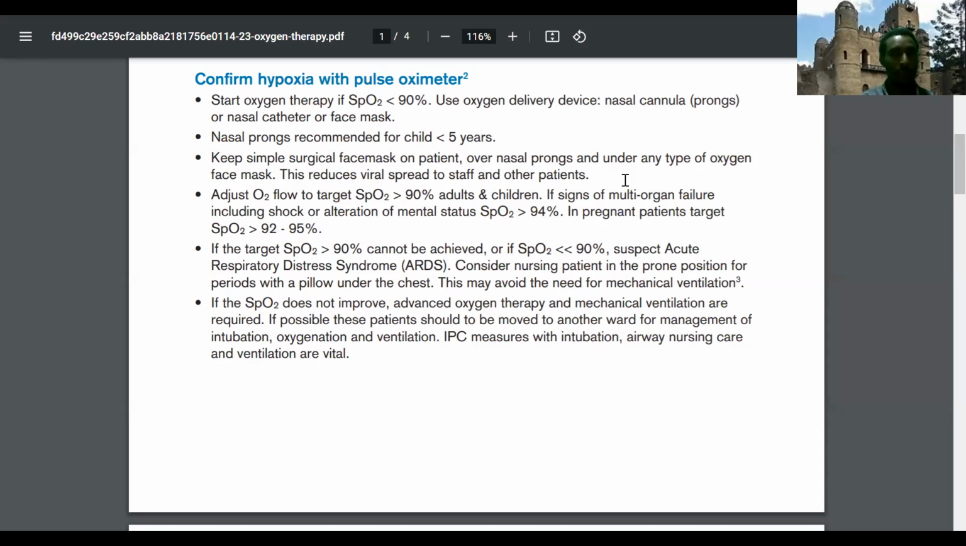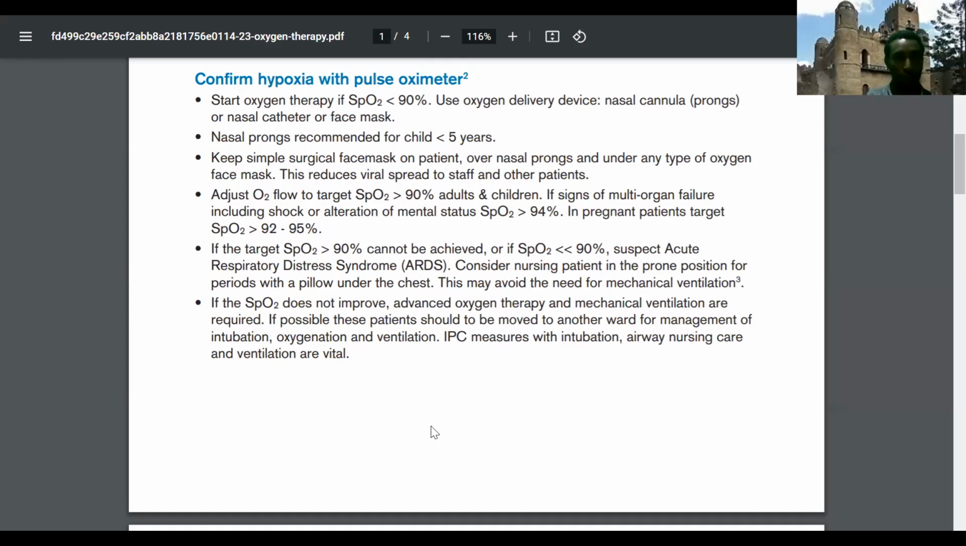When the patient is having multi-organ failure, you may target a bit higher oxygen target, like more than 92%, or more than 94%, you may consider. And in a pregnant patient, your target will also be higher than the normal adult, between 92 to 95%.